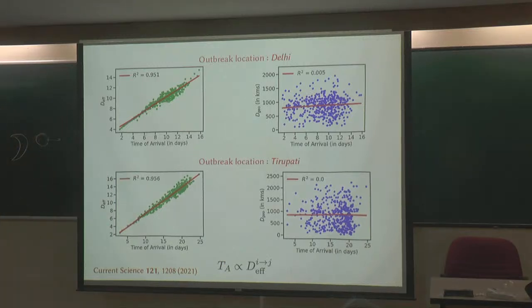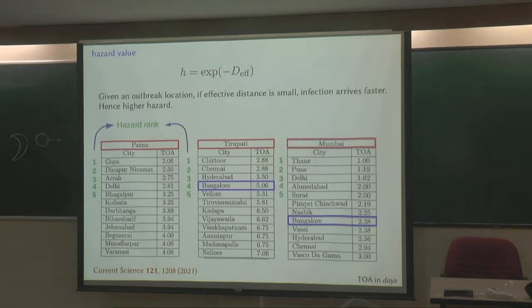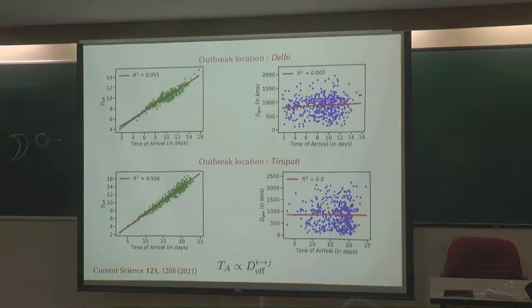Is the effective distance subjective? No, it's not subjective. How did you calculate that? I think I removed that slide, but it's based on the probabilities of people going from one place to another. It's based on those F that I had shown there. So it's not subjective.